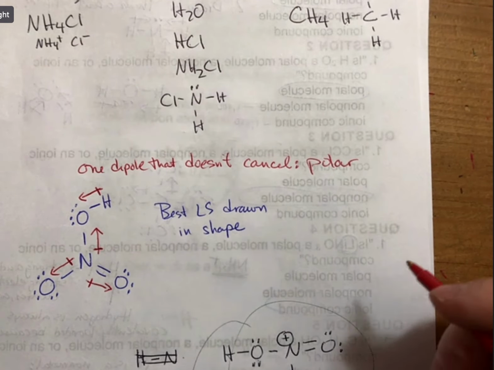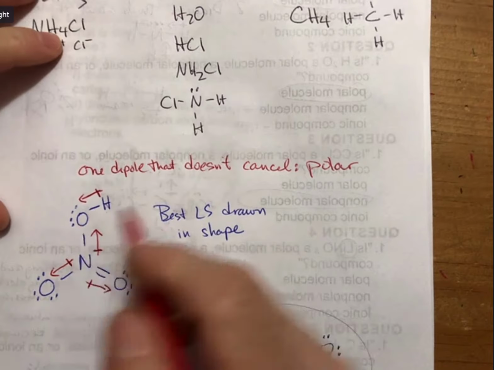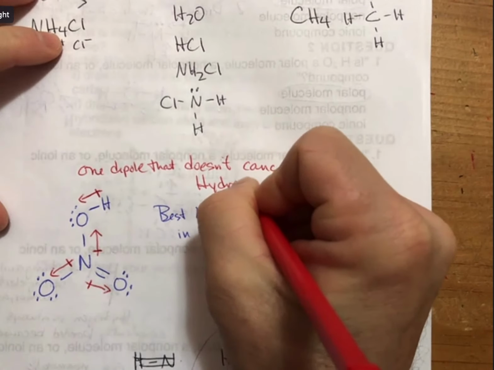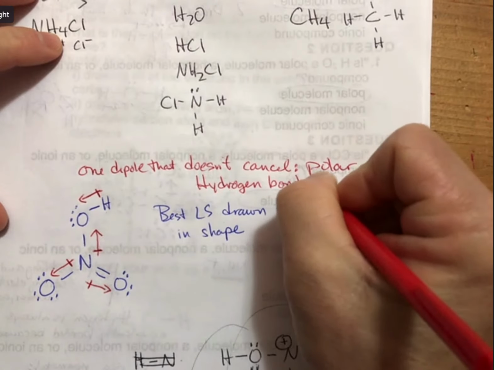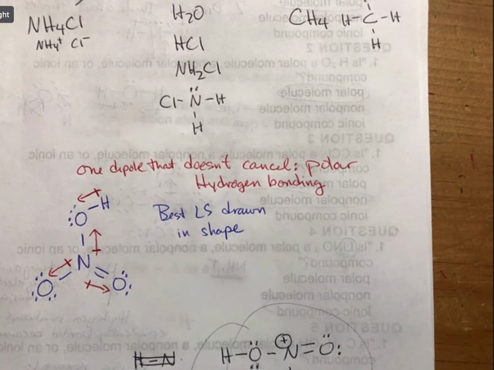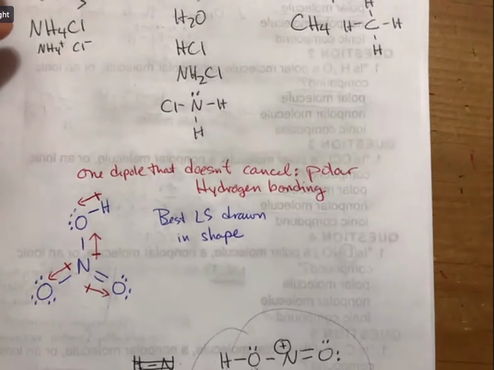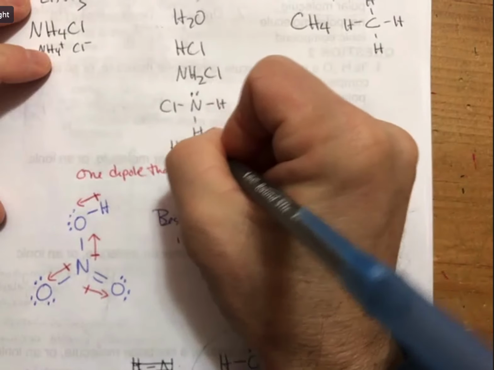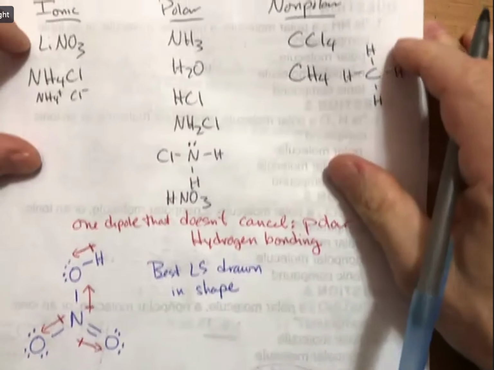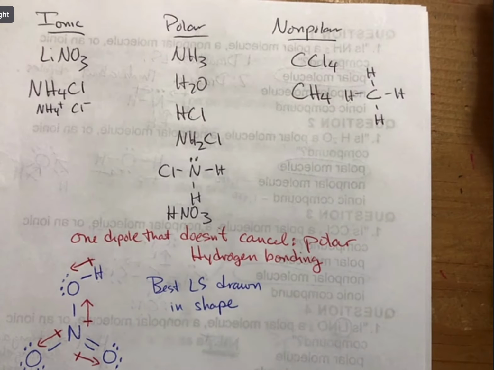And when we get to intermolecular forces, this OH bond allows it to do hydrogen bonding. Which again, we'll talk about on December 5th, when we go over the next homework in our next class meeting. Hopefully that answers your question. So we'll put HNO3 under polar. Here's my list. Any other questions?